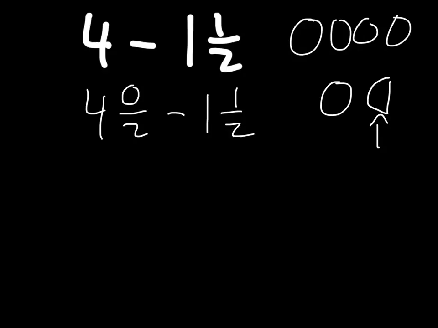Deal with fractions first. 0 over 2, take away 1 over 2. What's going to be the issue? 0 is smaller. So now I'm going to borrow. I'm going to take one of these 4s. I'm going to change it to a 3. And then I'm going to change that 0 to something else. What's it going to change to?